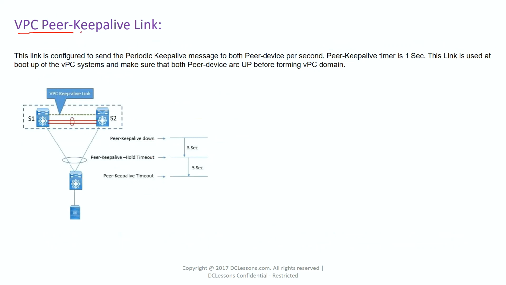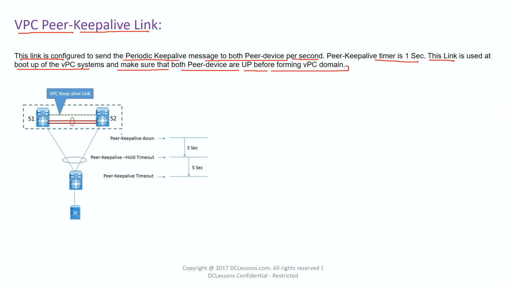Now, how to configure a VPC keepalive link? This link is configured to send a periodic keepalive message between both peer devices every second. So every second it sends a keepalive packet saying I am alive, I am alive, I am alive, and its timer is 1 second. This link is used at boot up of a VPC system to make sure that both peer devices are up before forming the VPC domain.